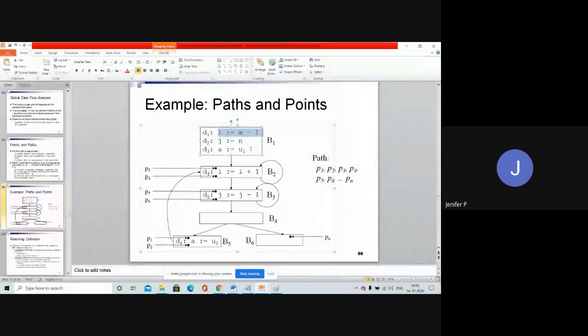Wherever the goto statement is, that will be a leader, and likewise the statement after the goto will be a leader. There are some rules like these. Based on the rules, we can construct the control flow graph. So B1, B2, B3 are nothing but the blocks.